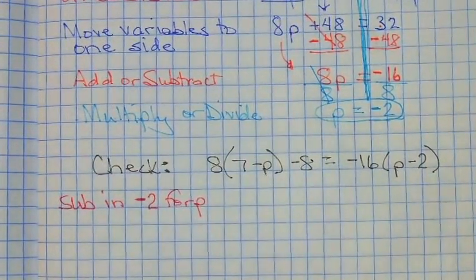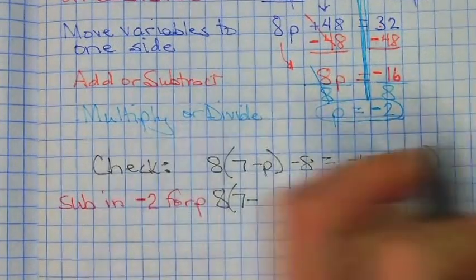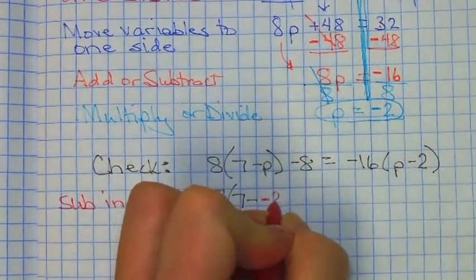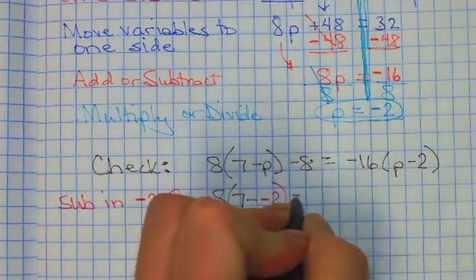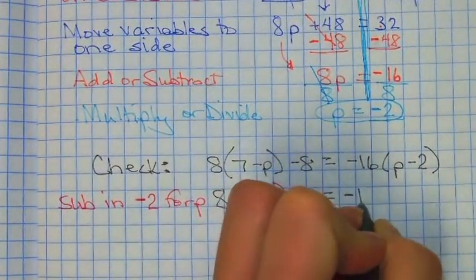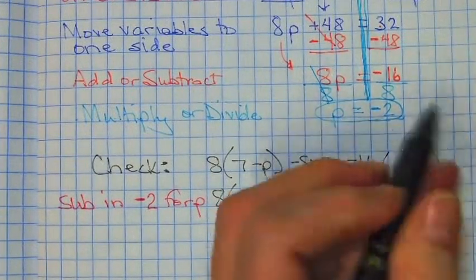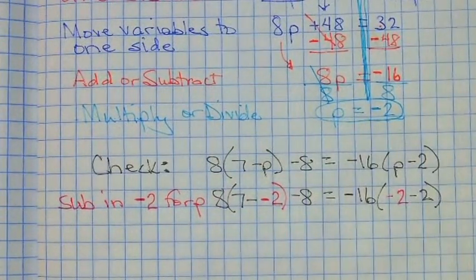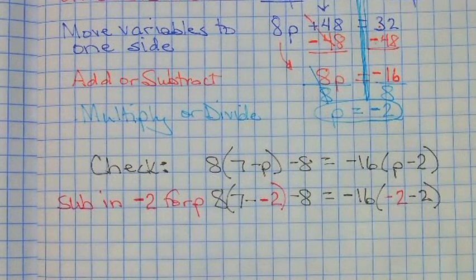So we've got 8 times 7 minus negative 2, minus 8, equals negative 16 times negative 2 minus 2. P, not forp. Forp is not a word.